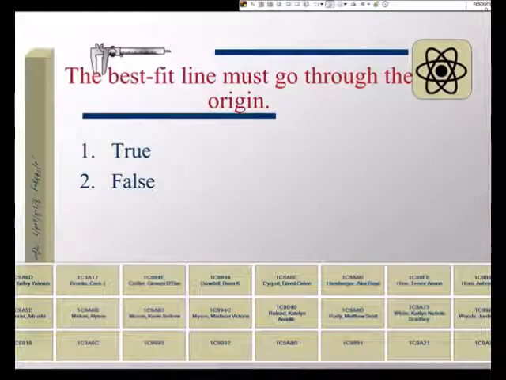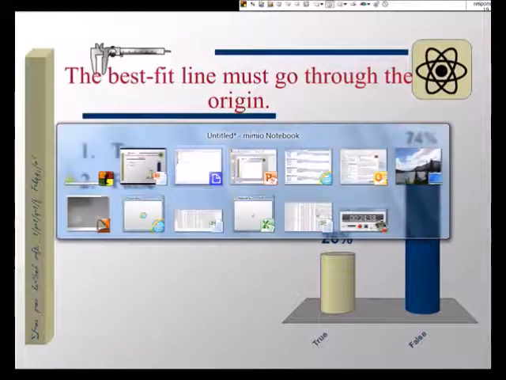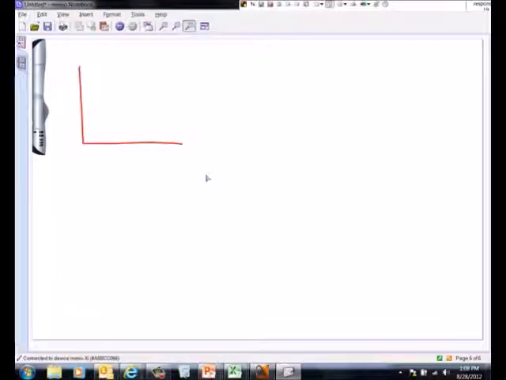Does your best fit line have to go through the origin? The answer is no, it does not need to go through the origin. Right? What you're looking for is something that kind of splits the difference. Let me just draw a sketch of it up here to show you what I'm talking about. These are my axes, and these are my data points. Let's say my data set looks something like that.